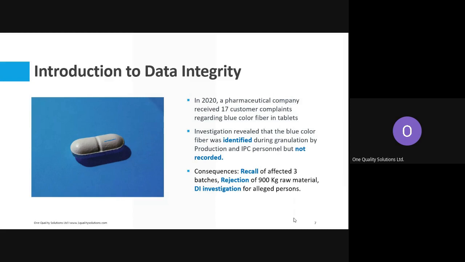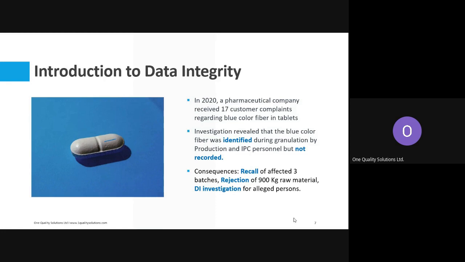Okay. So first, I want to share a real life example. In 2020, during my audit in a pharmaceutical company, I observed 17 customer complaints on blue color fibers in the tablets, as shown in the picture on the slide. Definitely, it is not the actual picture of the complaint, but it is a simulation of the complaint for your information.